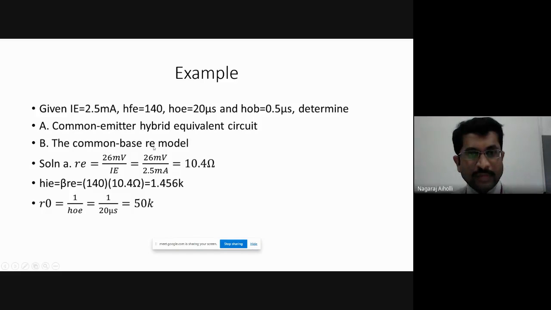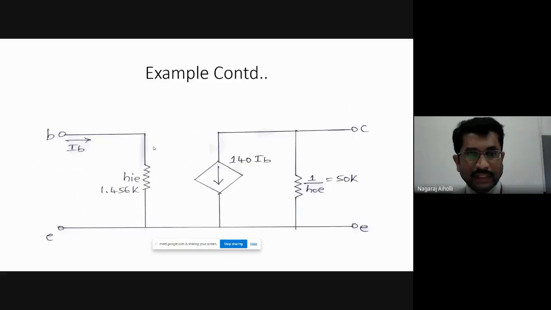Now, how is the common emitter hybrid equivalent circuit? You should have that in your mind. Here there will be the resistance hie. Then here will be beta IB, the collector current. Then here comes the output resistance, that is 1 upon hoe. So the common emitter hybrid equivalent circuit will be like this: there is hie, then beta IB, the controlled current source, and at the output we have R0, the output resistance, that is 1 upon hoe.